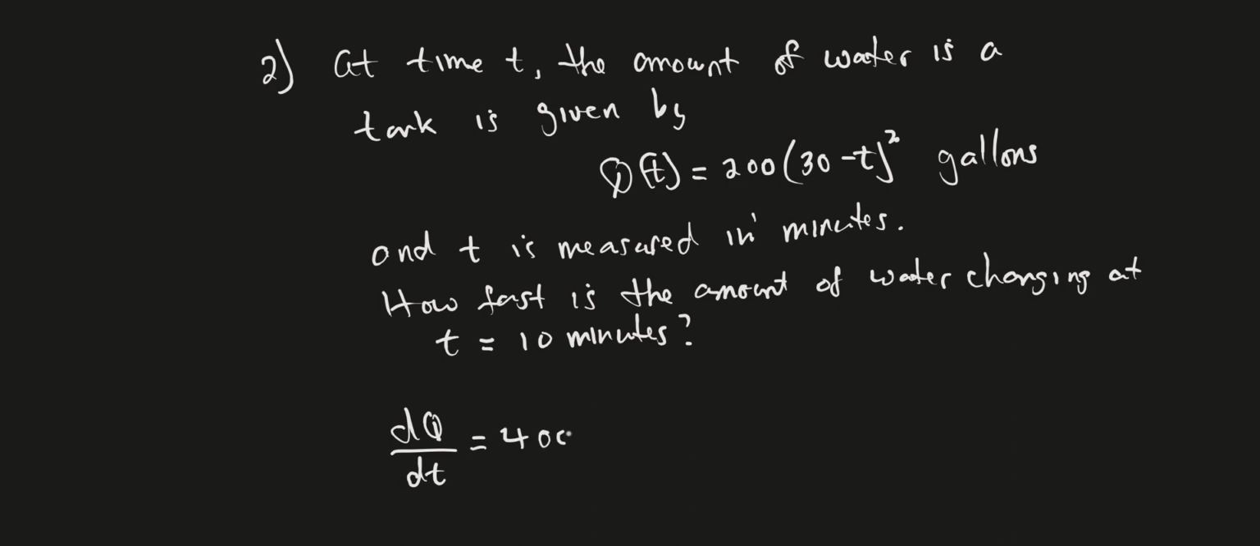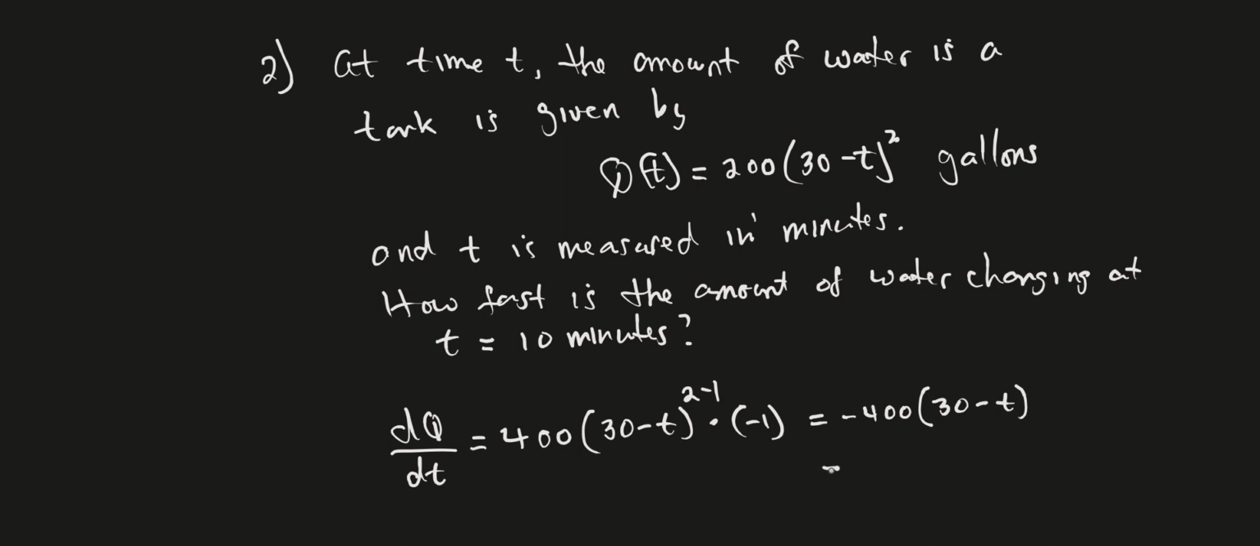So this is going to be 400, and then we keep the inner function, subtract 1 from the power, so we'll have 2 minus 1, and then times the derivative of the inner. The derivative of the inner is just negative 1, because the constant goes away, and the derivative of negative 1 times t with respect to t is negative 1. So here's the derivative of our amount function. We have a negative there, so I can put the negative in front of this whole product. It's negative 400 times the quantity 30 minus t, and now my power is 1.